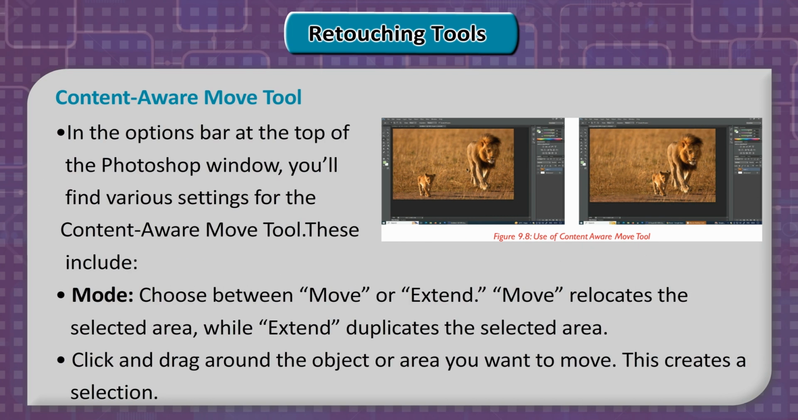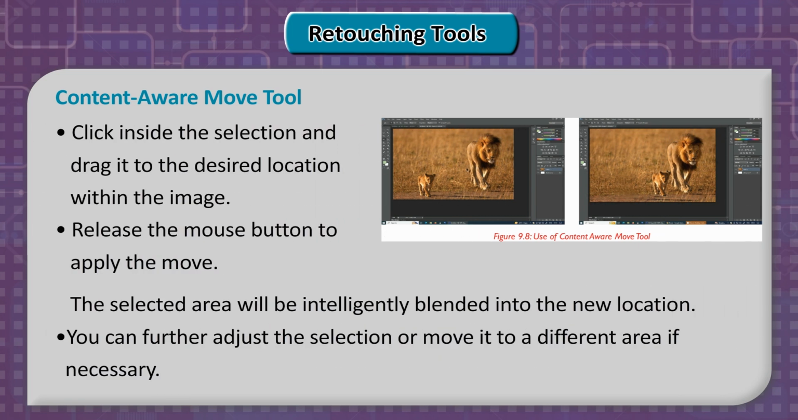In the options bar at the top of the Photoshop window, you'll find various settings for the Content-Aware Move tool. These include Mode: choose between Move or Extend. Move relocates the selected area, while Extend duplicates the selected area. Click and drag around the object or area you want to move. This creates a selection. Click inside the selection and drag it to the desired location within the image.